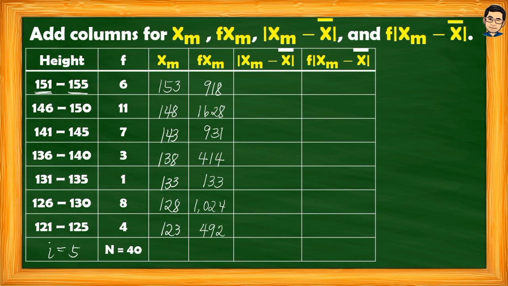Okay. So, dapat, dyan pa lang po sa class mark, tama na. Kasi, once na mali na po yung class mark, automatically yung product ng frequency and class mark, mali na agad. And then, kunin natin yung summation. So, add lang natin yung mga nakuha natin dyan. So, 918 plus 1,628 plus 931 plus 414 plus 133 plus 1,024 plus 492. So, yung sum natin is 5,540. Okay.